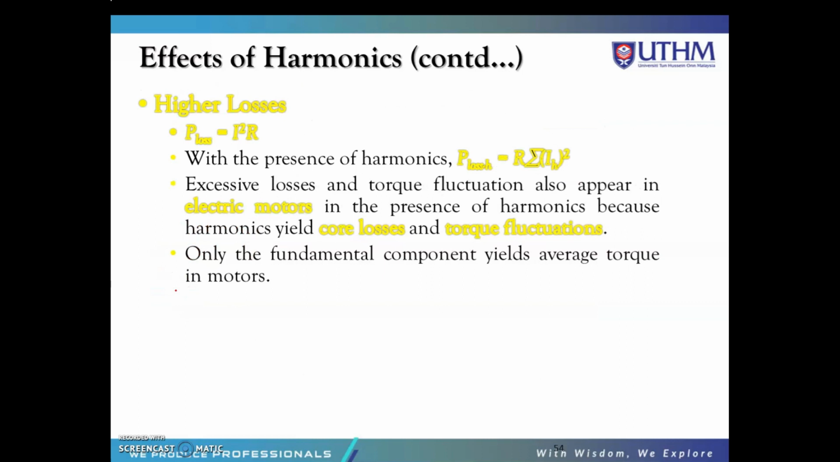Higher losses: P losses are equivalent to I squared times the resistance. With the presence of harmonics, the P losses are equivalent to the resistance times the summation of the harmonic currents squared. Excessive losses and torque fluctuation also appear in electric motors in the presence of harmonics, because harmonics yield core losses and torque fluctuations. Only the fundamental component produces average torque in motors.